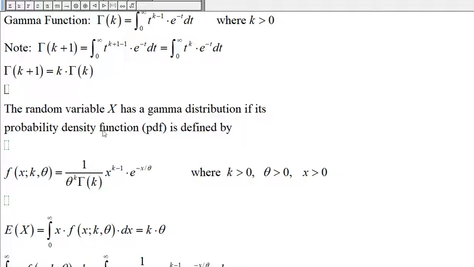And so if we have a random variable x, we say that the random variable x has a gamma distribution if it has this probability density function. So if a random variable x has this function right here as the probability density function, then we say that the random variable x has a gamma distribution. And here k is positive, theta is positive, and then x is also positive.